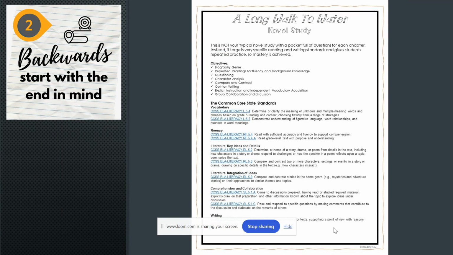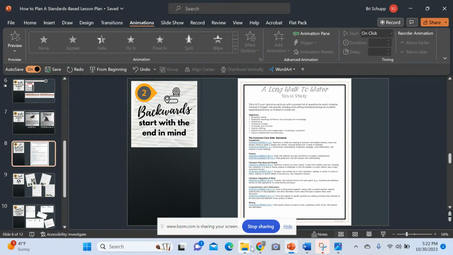Instead, what I want to do is decide ahead of time what I am going to use this novel or this unit for. How am I going to use this unit to teach standards that I still need my students to master? So it's backward planning. I didn't plan my unit and then go find these. Instead, I started with my standards in mind.